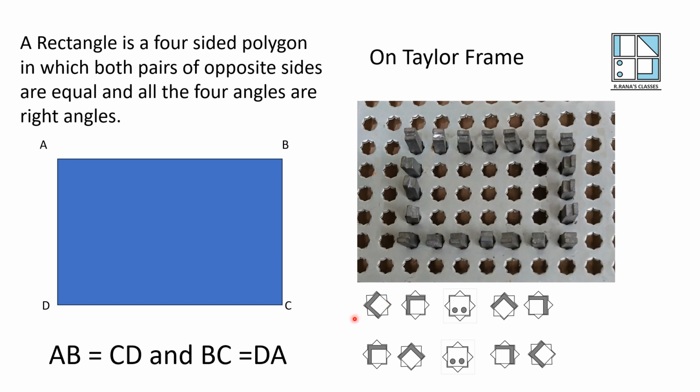And as we have said that opposite sides are equal, so AB is equal to CD. Opposite sides, AB is equal to CD. And BC is equal to DA. BC, this side, BC is equal to opposite side, DA. Okay, let the student touch and feel and count and see everything.